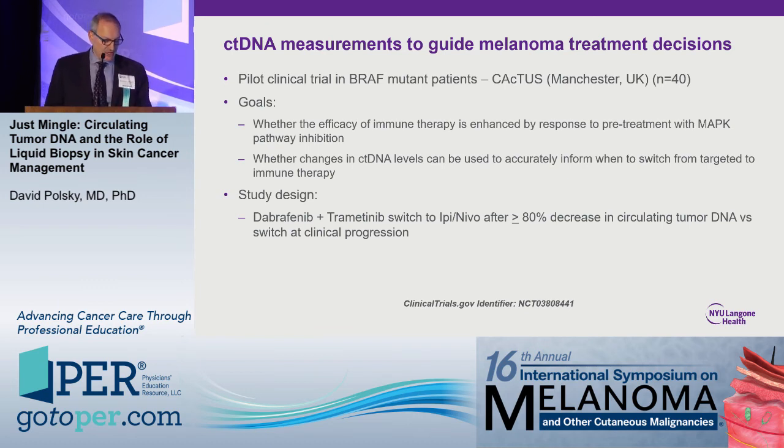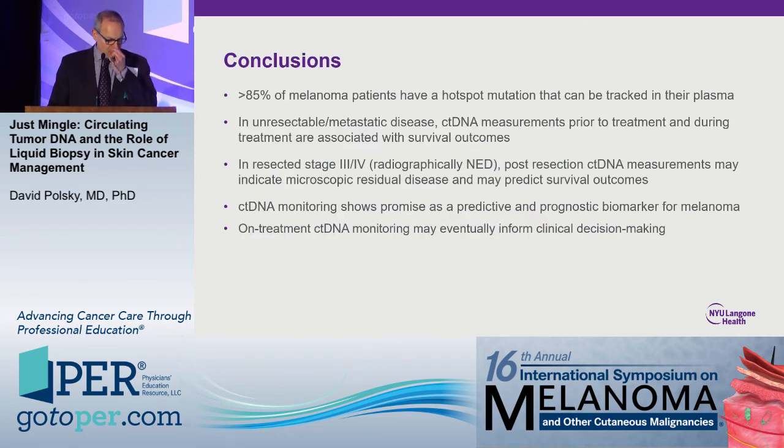So they are doing a pilot study of 40 patients where they're going to give them dabrafenib and trametinib and switch them to ipi/nivo after an 80% or higher decrease in circulating tumor DNA. So not getting to zero, but just an 80% reduction. And actually, I don't know how they came up with that number, but they are using it, versus the other arm where they get switched at clinical progression. So hopefully in the next year, they'll be reporting that out.